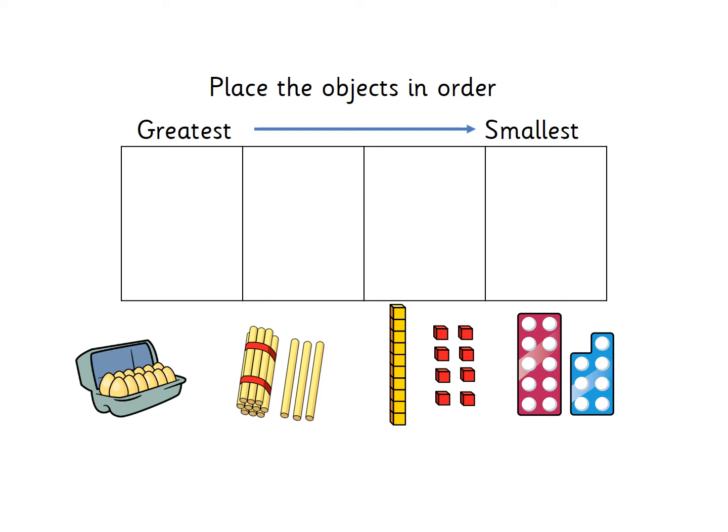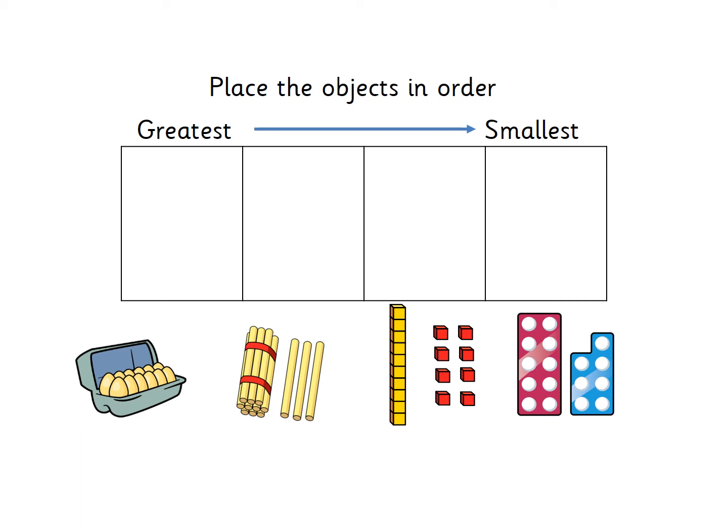Now let's count our straws. 10, 11, 12, 13. It's got 13 straws and 12 eggs. Write those numbers down if you need to. And then how many blocks have we got? 10, 11, 12, 13, 14, 15, 16, 17, 18. So we've got 18 base 10 blocks, 13 straws and 12 eggs.